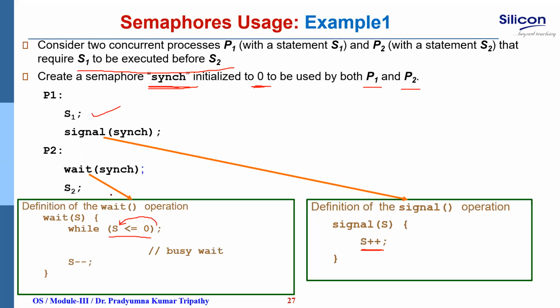Is it understood, or does anyone have a doubt from this example? Here we have taken sync as the semaphore. Whenever you pass sync, it is copied to S, and this S is being executed over here. This variable sync is shared by both processes P1 and P2. Any doubt on this? Okay.